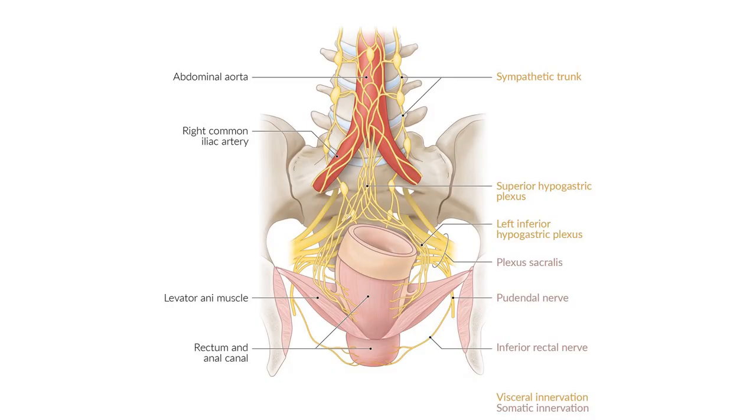You can see here the sympathetic trunk, abdominal aorta, and the right common iliac artery, and then above, the superior hypogastric plexus, the mixed plexus, sympathetic and parasympathetic, and then downward the left and right inferior hypogastric plexus, also the sacral plexus. On the nerve side, you can see here the inferior rectal nerve, which we need for the lower half of the anal canal.